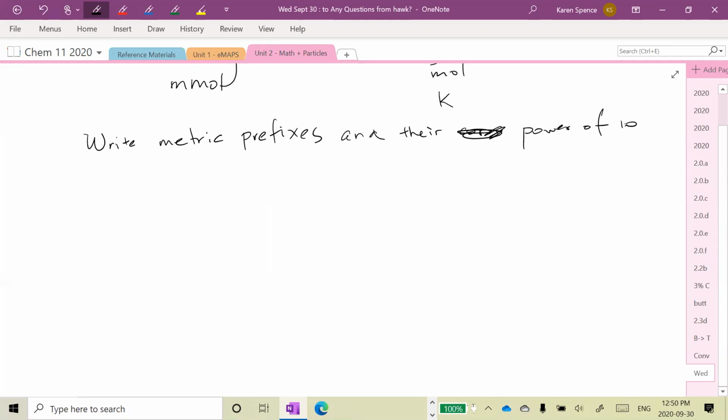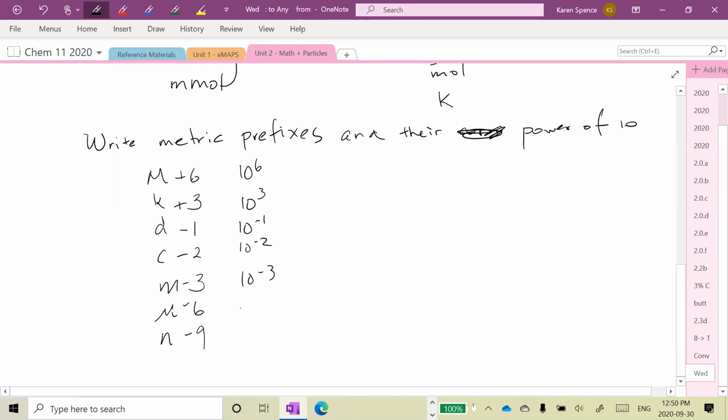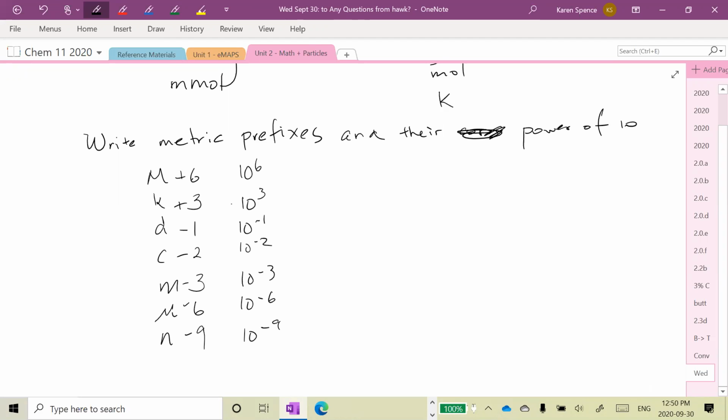Hopefully everybody is done at this point or getting close to done, and it should be mega, oh, why did it erase? Sorry. Mega, kilo, deci, centi, milli, micro, nano: 6, 3, 1, 2, 3, 6, 9 for the nano. That's positive, positive, negative, negative, negative, negative, negative: 10 to the 6, 10 to the 3, 10 to the negative 1, 10 to the negative 2, 10 to the negative 3, 10 to the negative 6, and 10 to the negative 9. You'll want to keep those in your pocket right close by so that we can do these multi-step conversions.